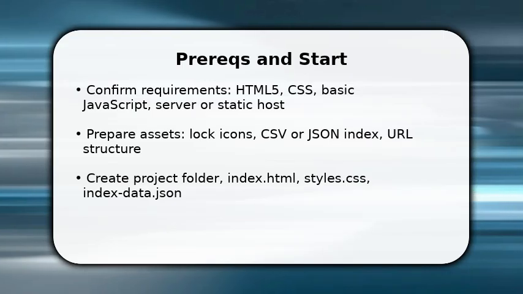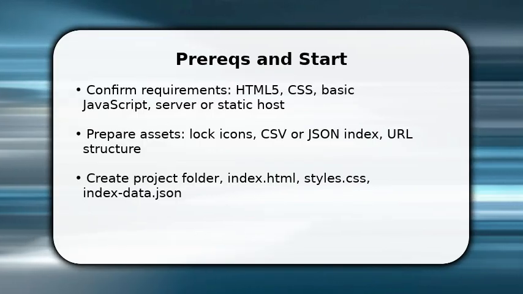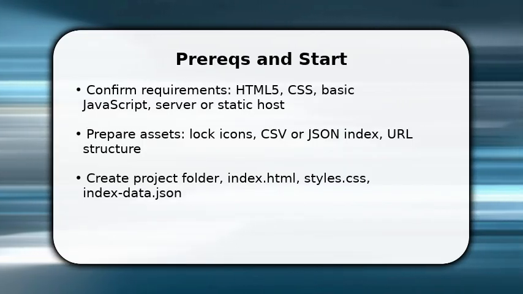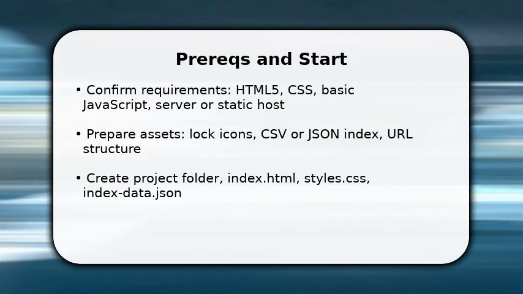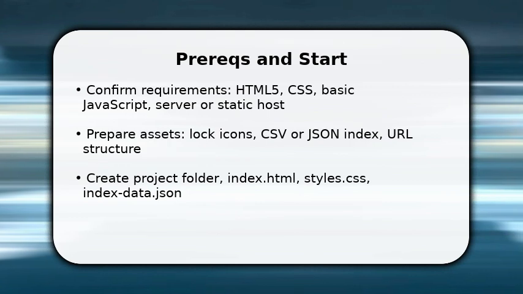Enjoy the video. You begin by gathering essentials and creating the scaffold so you can move immediately into building. First, confirm your stack: HTML5, CSS, and JavaScript, plus a JSON or CSV source for lock entries. Once done, make a project folder with index.html, styles.css, and index data.json. You should also add lock SVGs or images into an assets folder. This lets you fetch data and render entries dynamically.